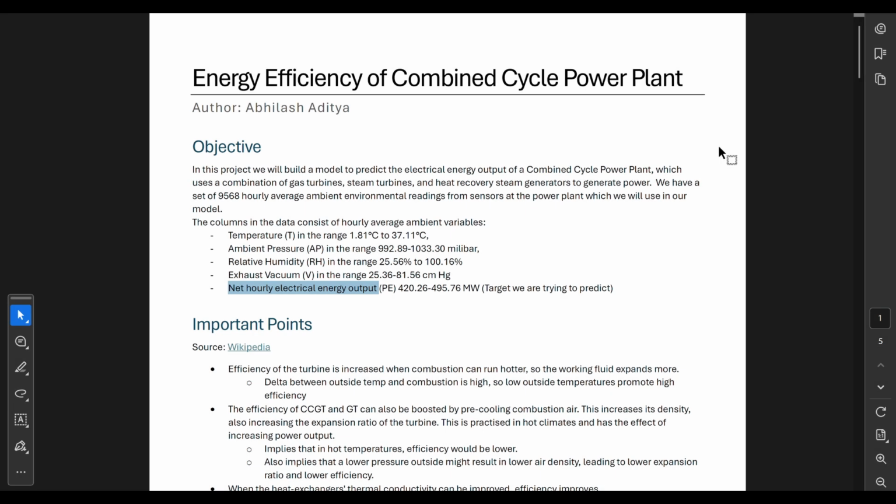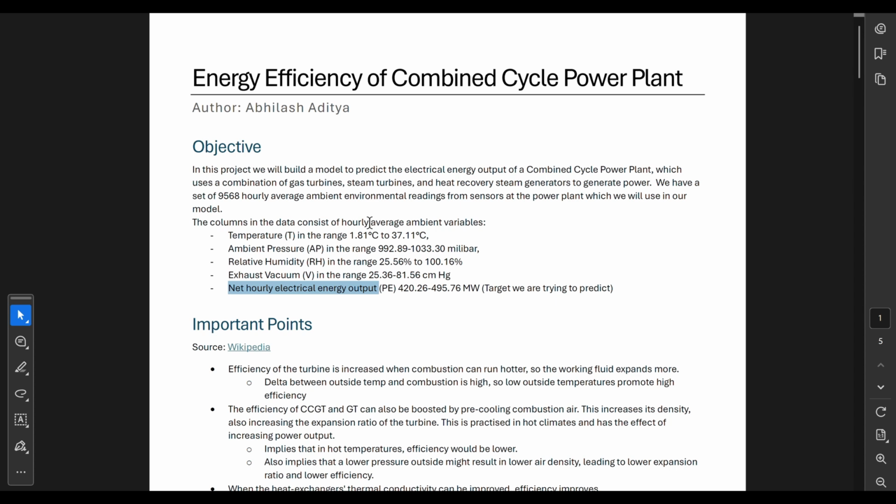Hi. So the objective of this project is to predict the energy efficiency of a combined cycle power plant. This is a kind of power plant which uses a combination of gas turbines, steam engines, and other heat recovery steam generators to increase, in a sort of multi-stage process, to derive maximum efficiency out of the electricity generation process. To create this model, we have roughly 9.5K hourly average ambient environmental readings.